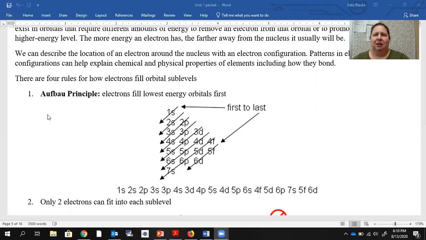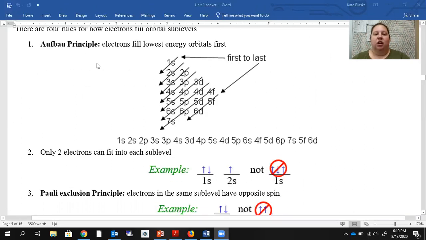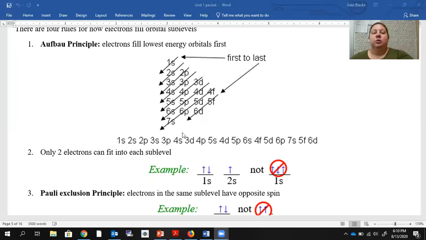I always thought Aufbau was a dude, but it's actually just the German word. So electrons always fill the lowest energy orbitals first. This guides us through which orbitals are going to be filled in which order. This also accounts for this weird little dip and change in energy level between the 4s and the 3d, where it goes 4s, 3d, and then back up to 4p. It also accounts for the changes in energy level in the f block.